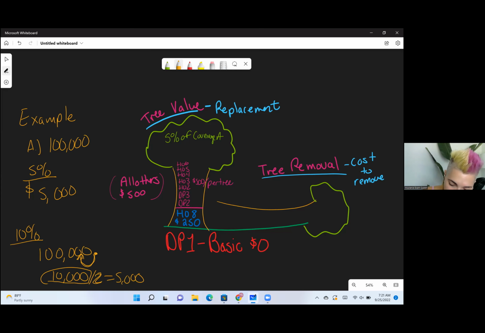Now that works for policies that have coverage A, but what about policies like a renter's insurance or a condo policy that doesn't have coverage A? For those policies, on an HO4 and an HO6, it's going to be 10% of coverage C. Okay, so an HO4 has no A, because remember, an HO4 is for rent.